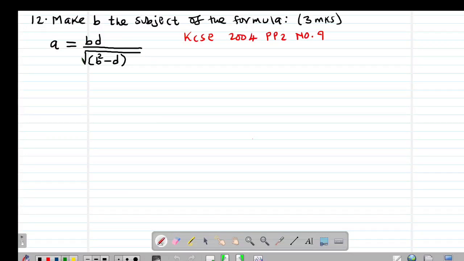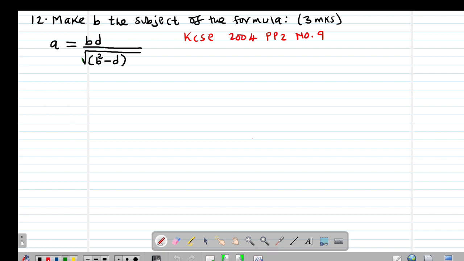Welcome to today's class. It's our fourth lesson on a Form 3 mathematics topic called formula and variation. So we are looking at our example number 12, which is also a past KCSE question done in 2014, Paper 2, question number 9. So the question reads: make B the subject of the formula A equals BD divided by the root of B squared minus D.